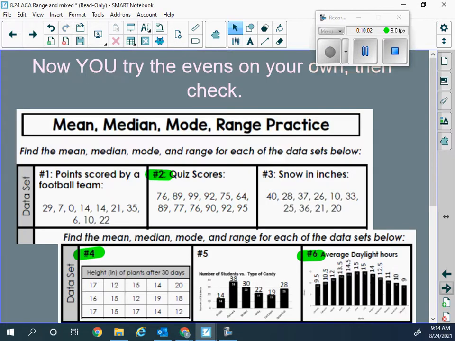Okay, so now what I want you to do is on your own, you're gonna do the evens. So 2, 4, and 6. Now, my friends that did not finish your homework, I saw you, don't think I don't see you. But you can do the range without having done the mean, the median, and the mode, right? Because all you need is the high and the low, and then subtract, okay? If you're at home, pause the video.